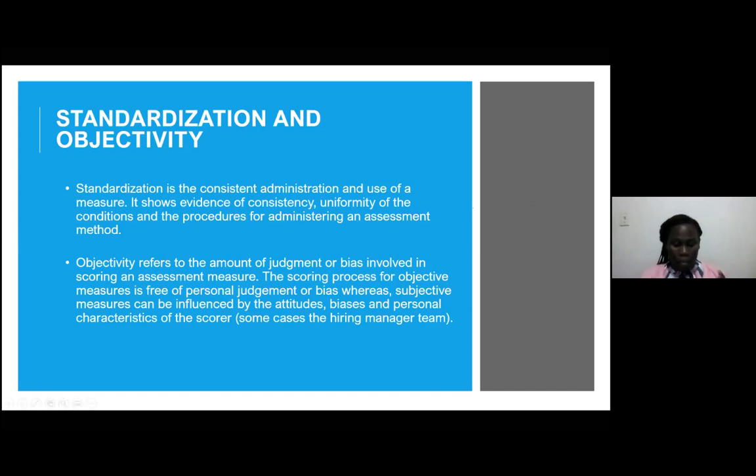When we speak of objectivity, we want to ensure that your assessment is free from bias, free from personal judgment or bias. So an example could be hiring someone as a court stenographer, and you may require that the person should demonstrate a typing skill of 120 words per minute. So that's something that you may have to consider as an objective measure.